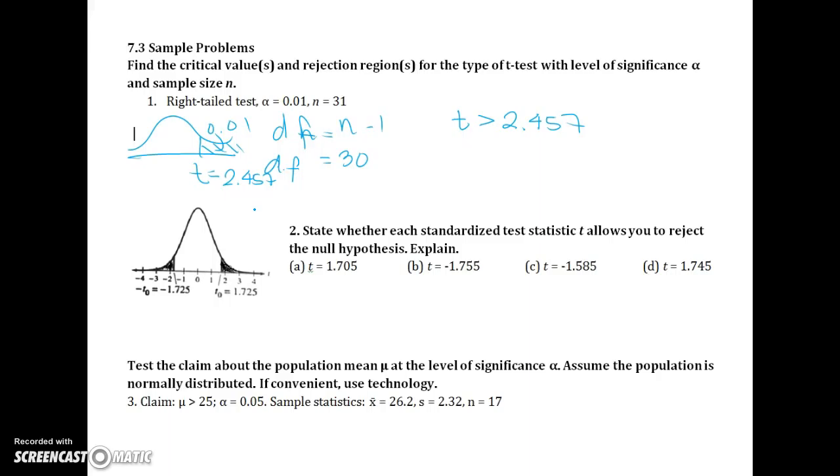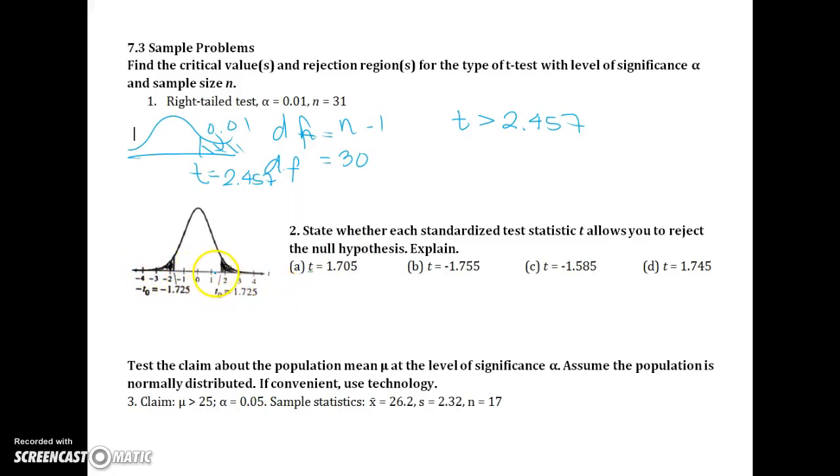Number 2, speaking of rejection, state whether each standardized test statistic, t, allows you to reject the null hypothesis. Explain. So remember, the shaded areas are still my rejection area. Similar to what you did with the z-scores, you're just going to look at each value for t. So this is 1.705. And where would it be on this number line?